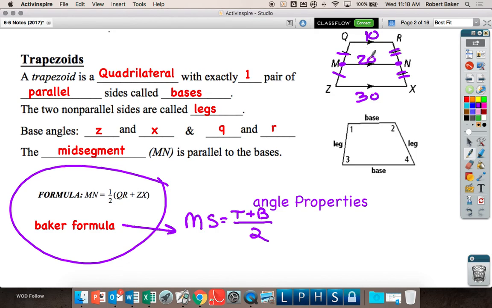Now, I add this layer. There should be a consistent change from the top, plus 10, to the bottom, plus 10. There should always be a consistent change. What does the T stand for? Top. Mid-segment is equal to top plus bottom divided by 2.